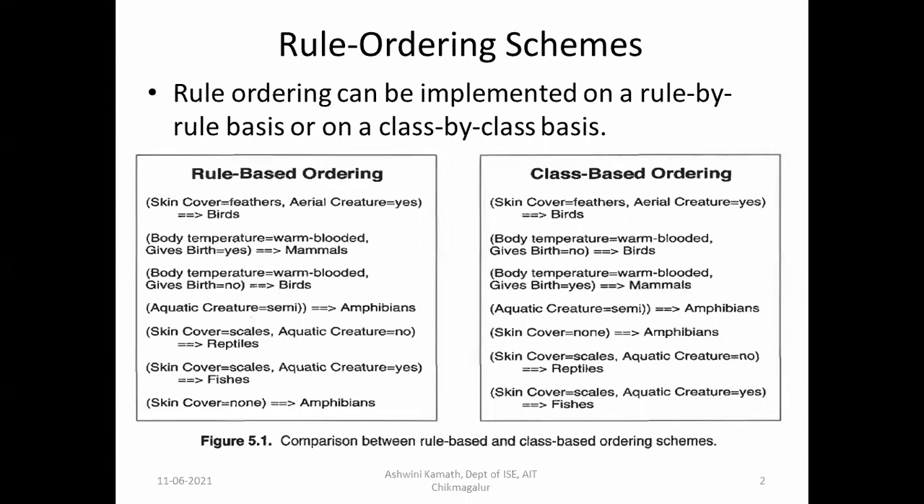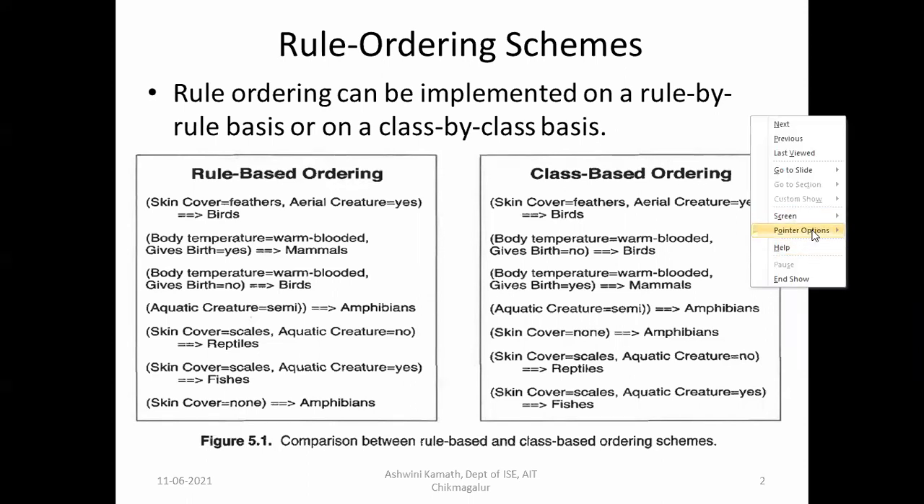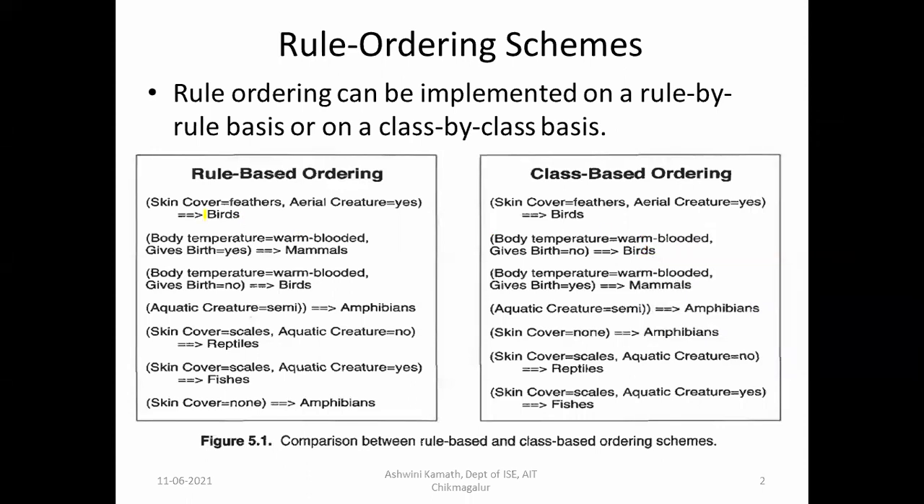Okay. So next one is aquatic creature is equal to semi, it will be amphibians. Skin cover is equal to scales, aquatic creature no, then it will be reptiles. Then skin cover is equal to scales, aquatic creature is equal to yes, then it will be fishes. Then skin cover is equal to none and it will be amphibians, right? So you can notice here, we have birds, then in between mammals, then again birds. Here we have amphibians, again amphibians.